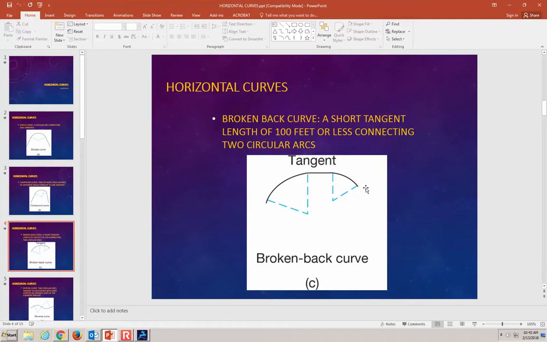Next is the broken back curve. This is a curve that has a short tangent segment of about 100 feet or less that connects two circular curves. Some of the homework problems have a broken back curve. I think it was number 7.